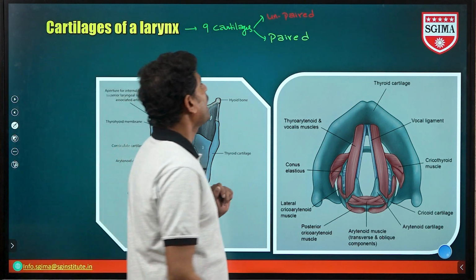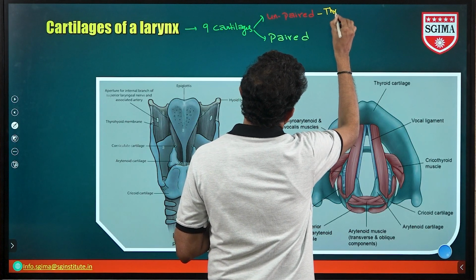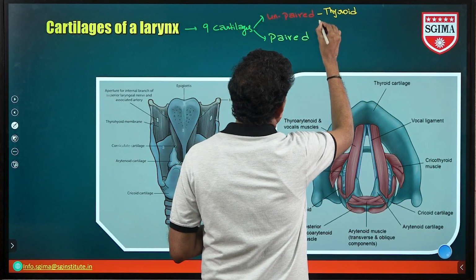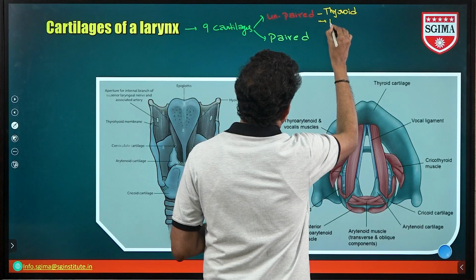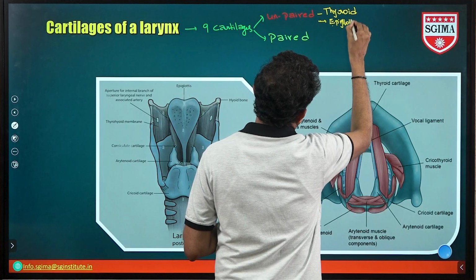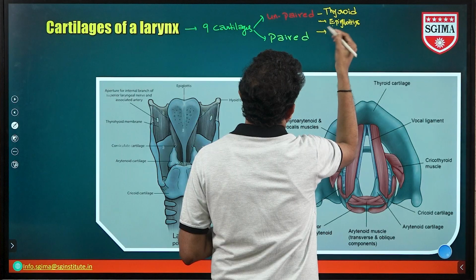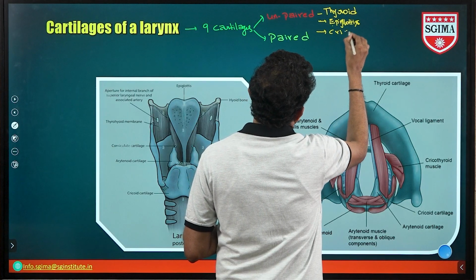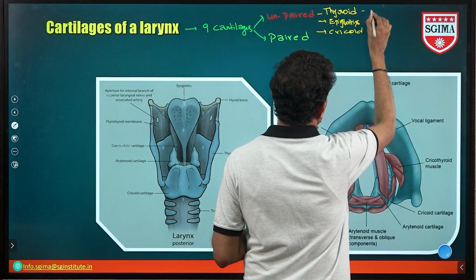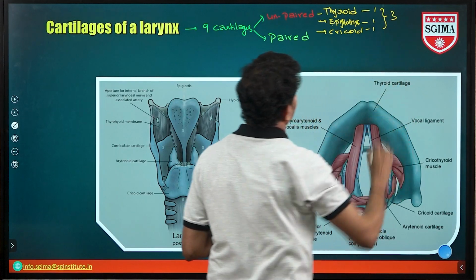We can see that. Unpaired cartilages जो है ना, those are thyroid cartilage. This is not the gland here. Thyroid cartilage. And another one is epiglottis. Already we know that. And the last one is cricoid cartilage. So these three cartilages are unpaired. बोले तो those are single in number. Totally that is 3 types, number also 3.